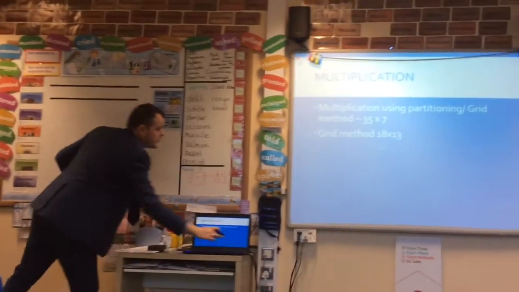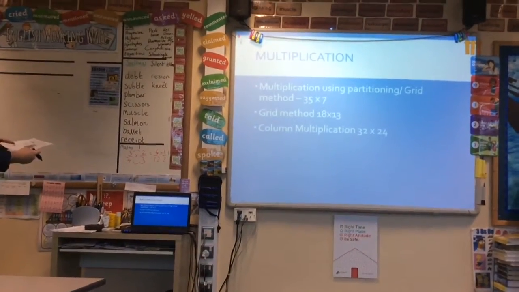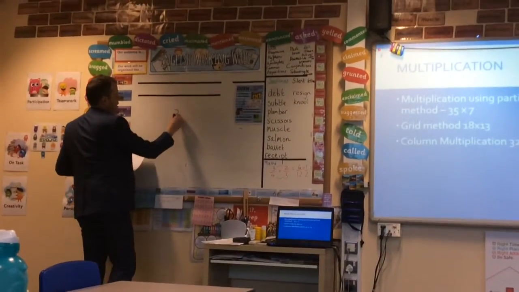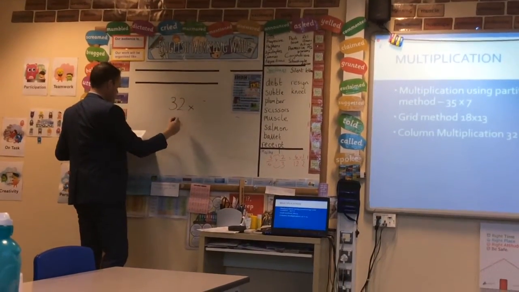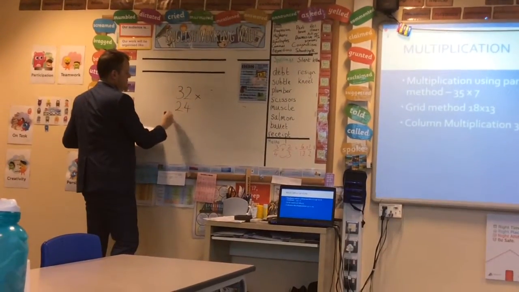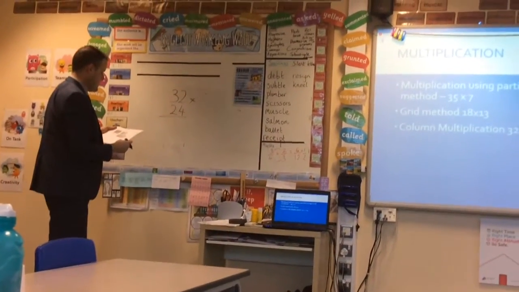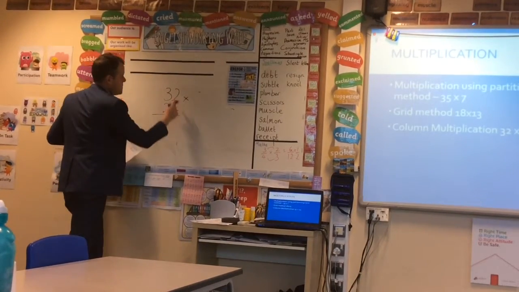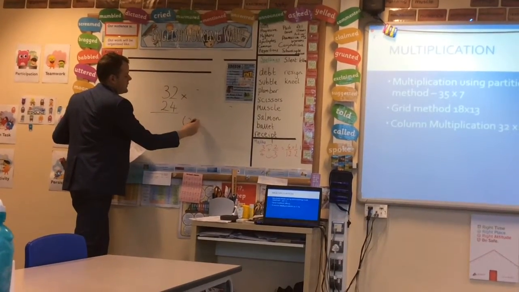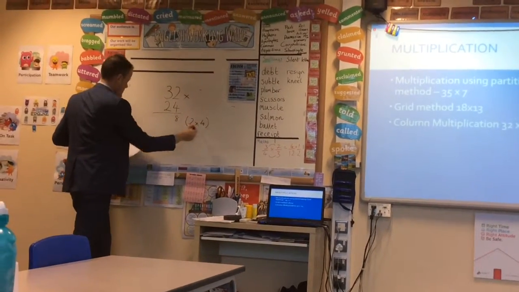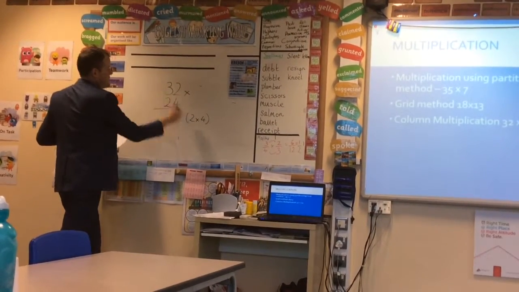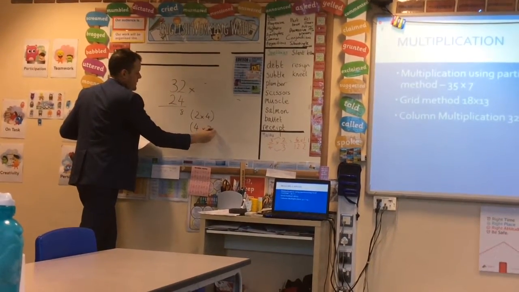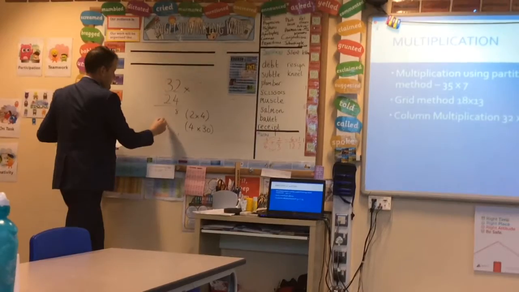Next one. Moving into column multiplication now, which again, parents will be used to seeing from when they were at school, I think. 32 times 4. And to start with, children may write down the side what they are doing each time. So 2 times 4 is 8. 4 times 30, not 4 times 3, is 120.